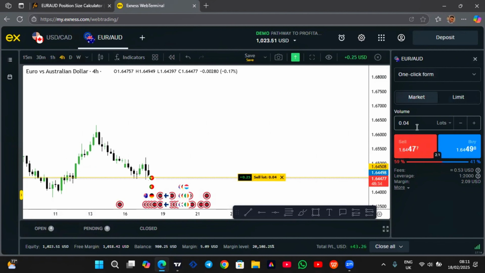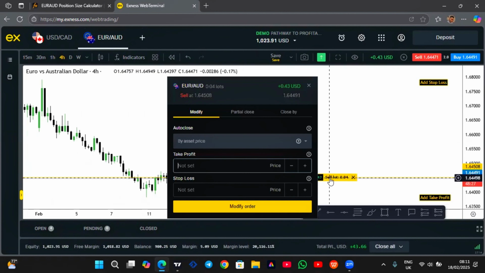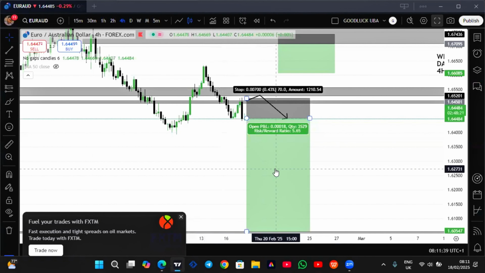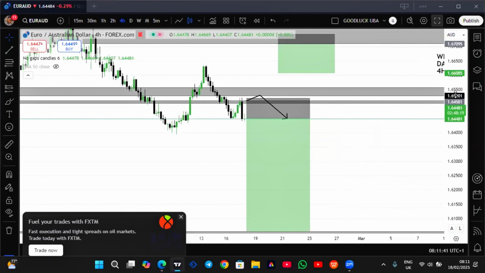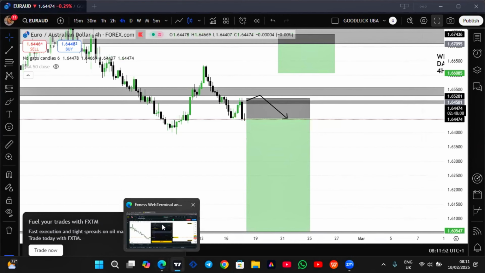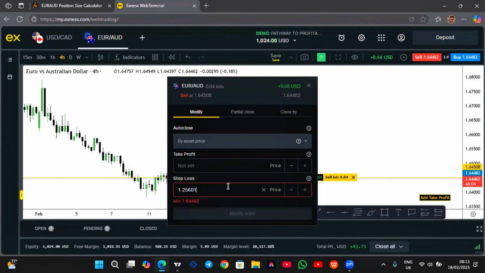Then I go ahead and set my stop loss. So let's set our stop loss and our profit target. Our stop loss is at, where is that? Let's go back to our TradingView. Our stop loss is at what was the price? Yeah, this price here, 1.65, this price around here, 1.65201. So I'll just go back and input it.